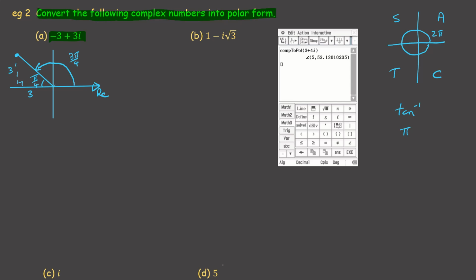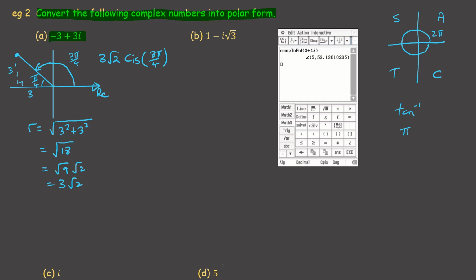Now the length r is going to be the square root of 3 squared plus 3 squared, which is the square root of 18, which is the square root of 9, square root of 2, which is 3 root 2. So this number is going to be 3 root 2 cis, and I'll use that contraction for cos plus i sine, cis 3 pi by 4.